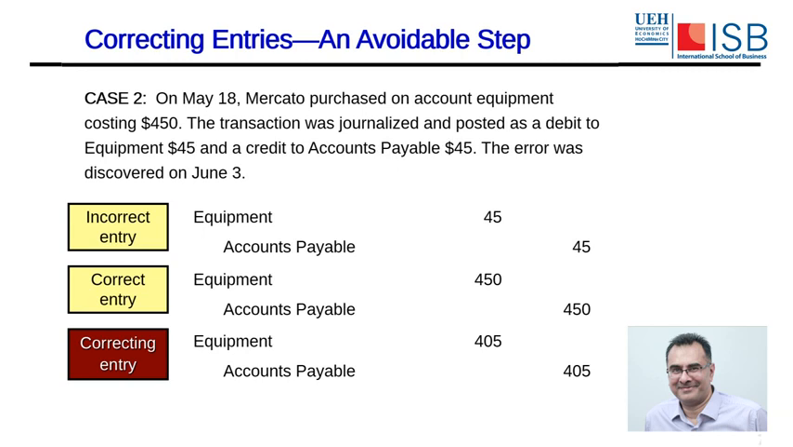From this example, we know that the error was caused due to the use of an incorrect amount. So to summarize, correcting entries are avoidable as long as you don't make errors with your debits and credits affecting either the account or the amount.